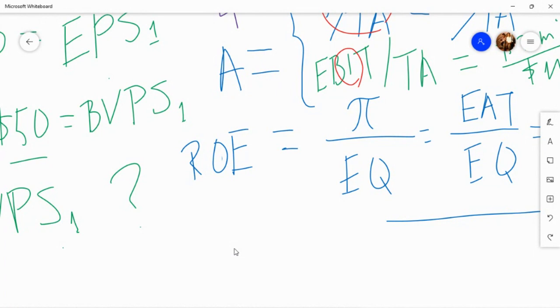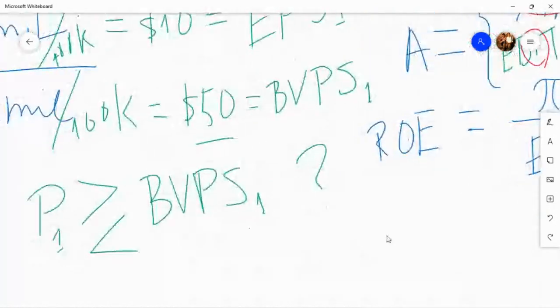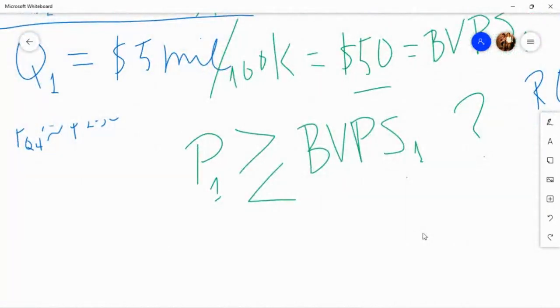So because of this, the price will be pumped up because there will be a strong demand for this stock. So the market price will reflect those positive expectations, right? The market price will most likely be greater than book value per share. Okay.